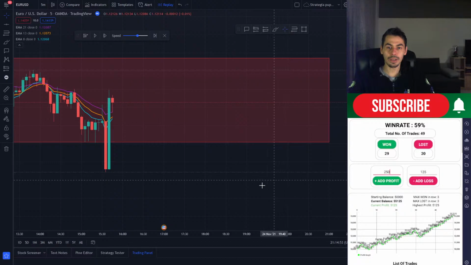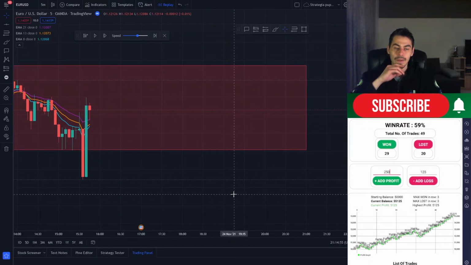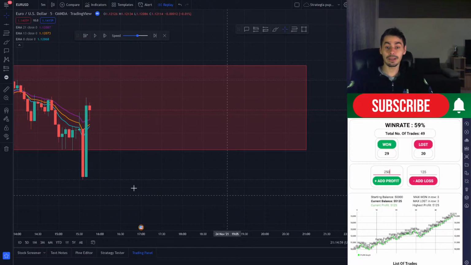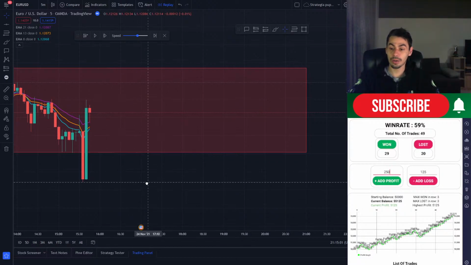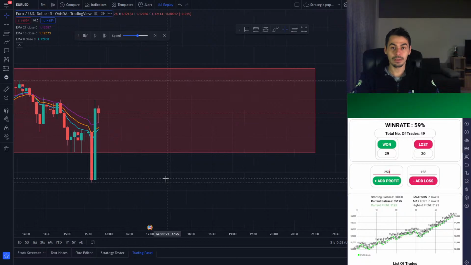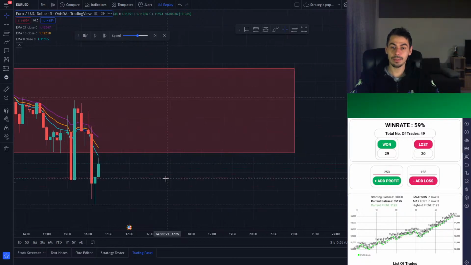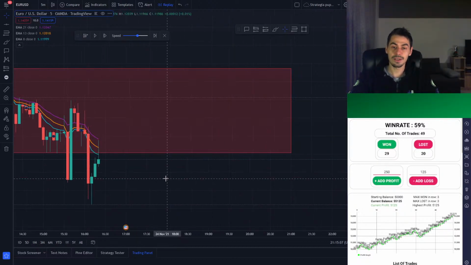Quite a nice streak going on the Euro US dollar. On the month of November, we exceeded 10% so far, and we are close to the end of the month. But having 10% from a pair in a month is something nice.